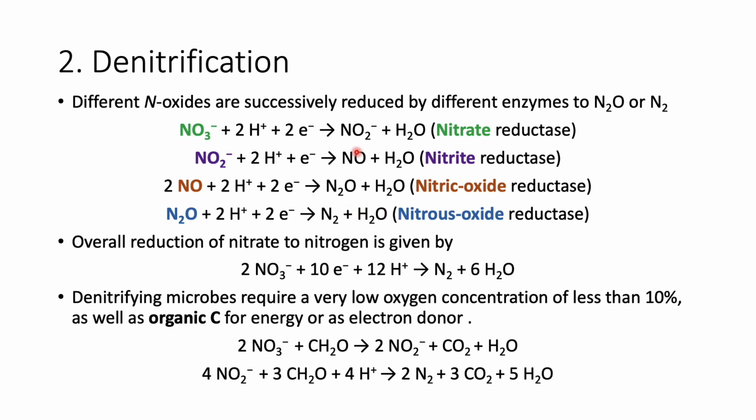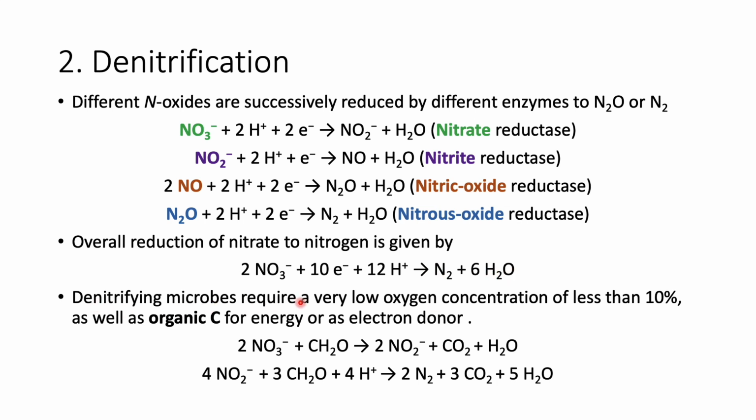So these are all the various reactions that are occurring. The overall reduction reaction can be shown as nitrate anion reacting with 10 electrons and 12 hydrogen ions, protons, to give nitrogen and 6 water molecules.